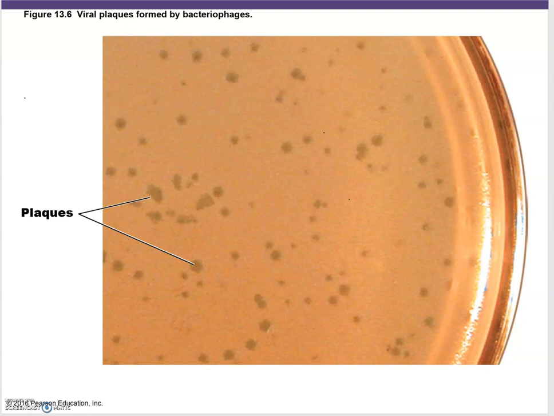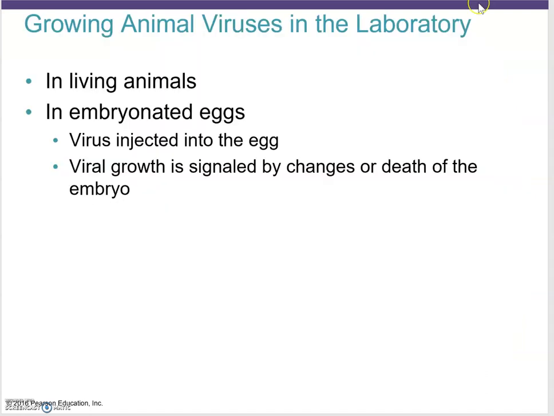You spread out bacteria on a petri plate, and then they would normally grow a full lawn of bacteria, but wherever the virus infects the bacteria, the bacteria will die, and you will see that as a plaque or a zone of clearing, as you can see right here. There are several shown on this petri plate, all these little holes in the lawn of bacteria. Those are plaques full of viruses that have killed the bacterial cells.